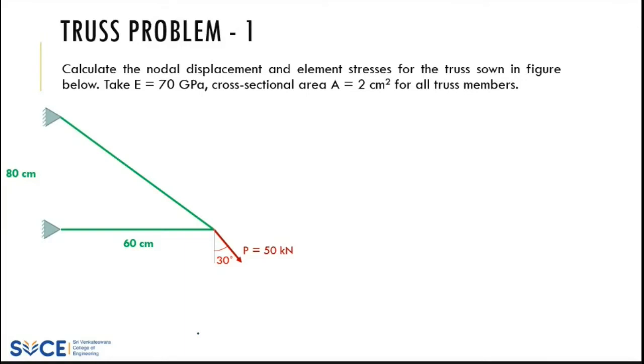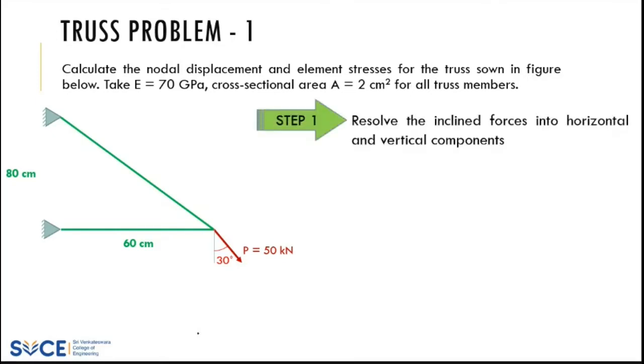It is similar to what we solve in engineering mechanics problems. Whenever you have an inclined force, you resolve it into horizontal and vertical components, and the same procedure we are going to do. Step one: resolve the inclined force into horizontal and vertical components. When you resolve it, on this side the angle is decreasing, so it will be cos, 50 cos 30, and this will be sine, 50 sin 30. Resolving it, I'll get the values.